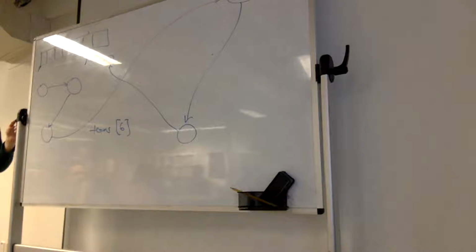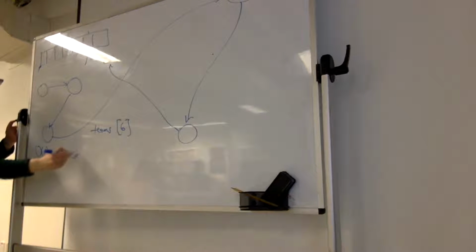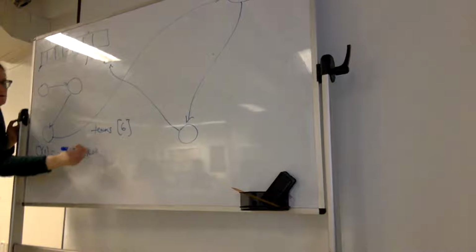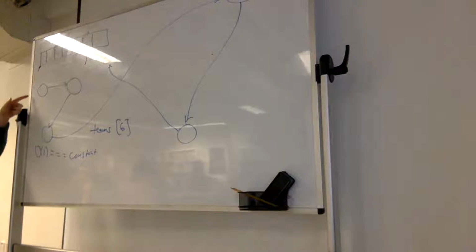When you say constant, I think in my head O of 1. Is that correct? That's correct. Constant is O of 1. Okay. Right. Okay. So linked lists.